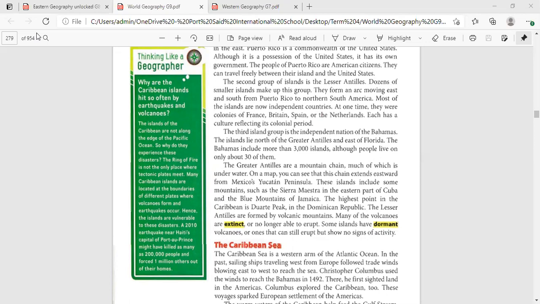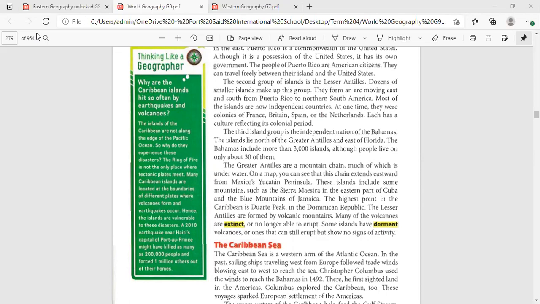And they only reflect their colonial culture, which means if an island used to belong to France, it will reflect the French culture. If it used to belong to England, for example, it will reflect the English culture. Okay, and the Bahamas are an independent nation made of more than 3,000 islands.